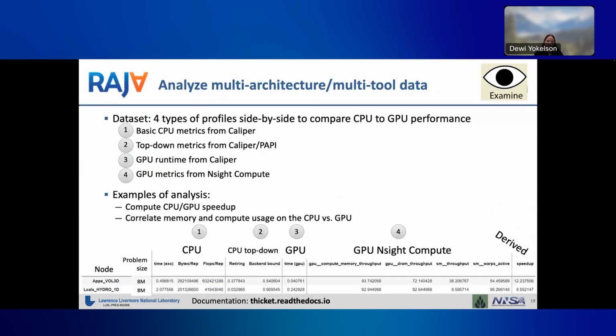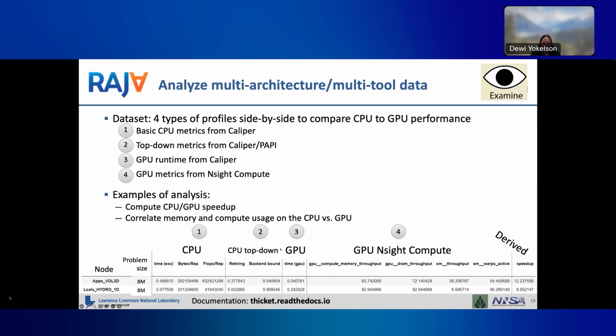So now if we want to do some analysis on a more complicated example, we want to do these four types of profiles side by side, and we want to compare the CPU to GPU performance. So we want to look at the speed up again, moving from a CPU only to a GPU system. Number one here is basic CPU metrics that we get from Caliper. And then number two here is extended to add these top-down metrics that I mentioned, and we'll go into a little more about the top-down metrics later, but these come from Caliper with the PAPI service enabled.